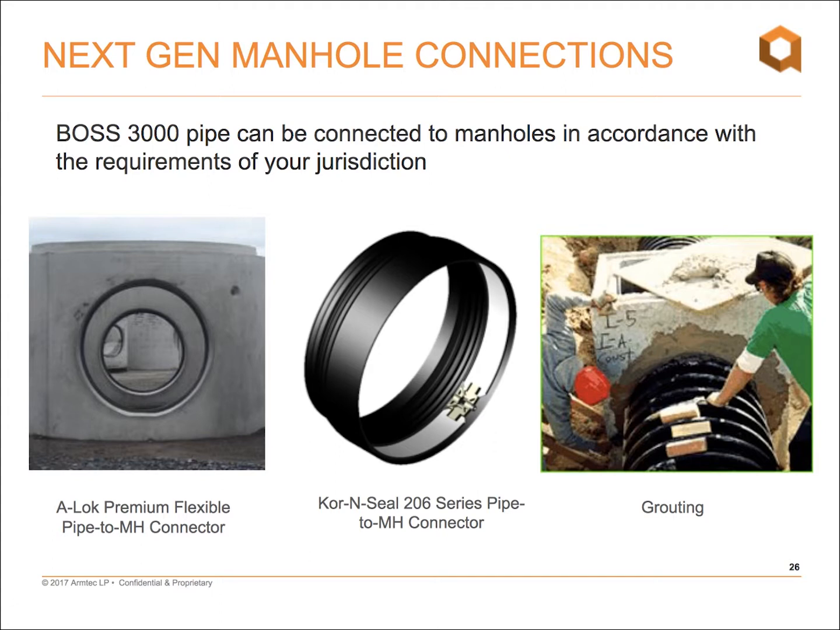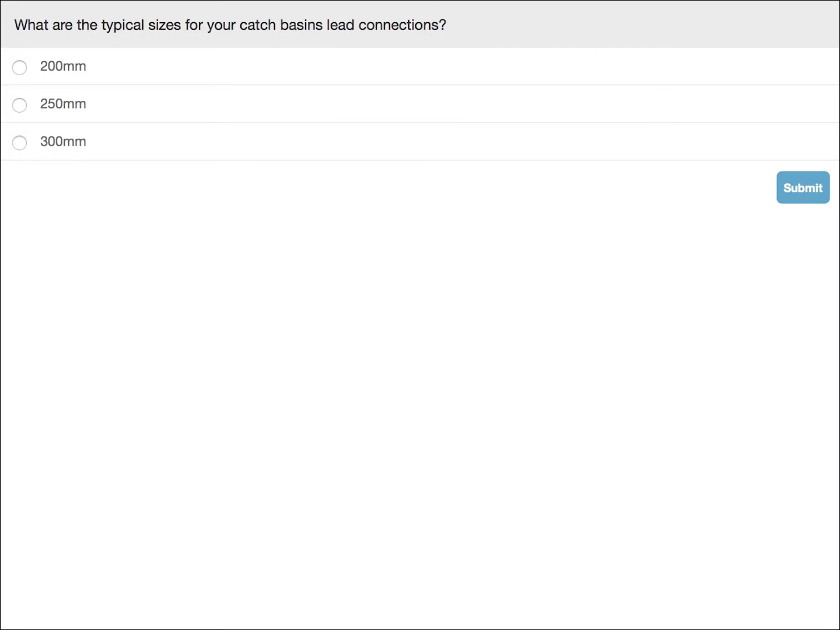For the next poll question, as we're bringing the pipe to market, we'd like to really understand the sizes of the leads. We're talking about manholes here, but if we look at the catch basins on the storm sewer system, we'd like to understand what are the sizes of the catch basin leads. What are the typical sizes for your catch basin's lead connection when installing a storm sewer system? Is it 200 millimeter? Is it 250 millimeters? Or is it 300 millimeters?